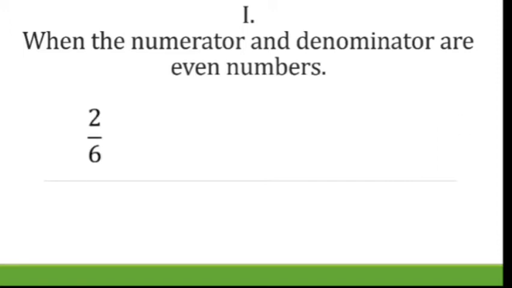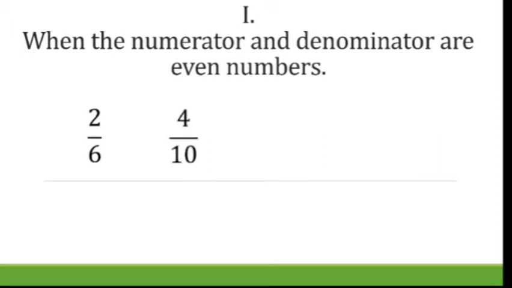Okay. So, halimbawa, 2 over 6. So, yung 2 is our numerator, then 6 is our denominator. So, as you can see, parehas silang even numbers. So, pag ganyan po nakita nyo, pwede siyang i-lowest term.